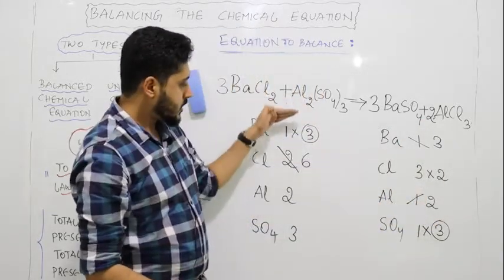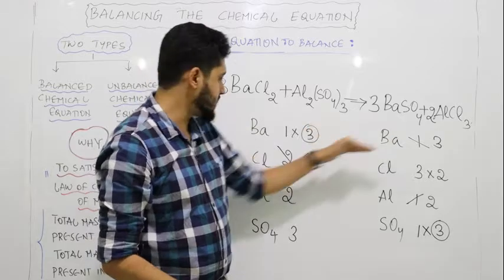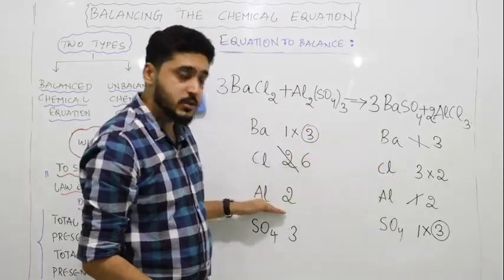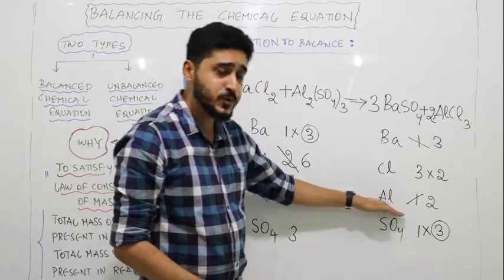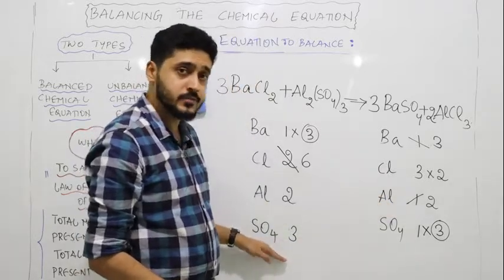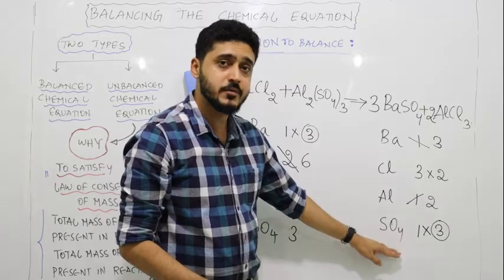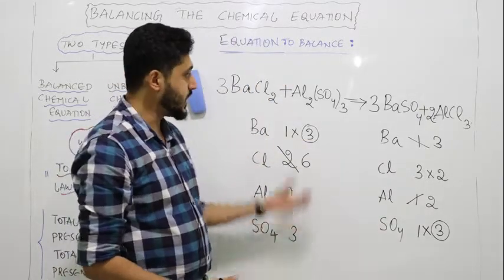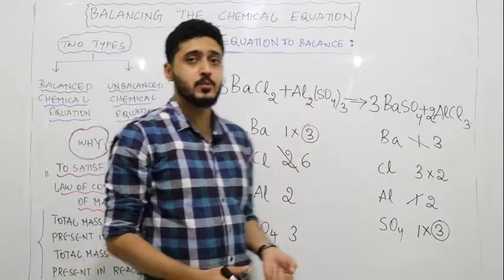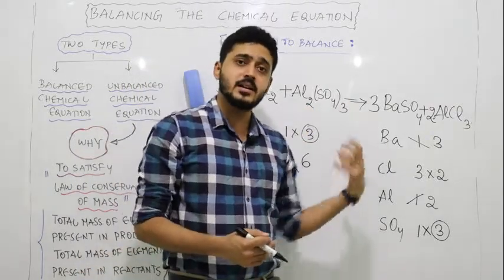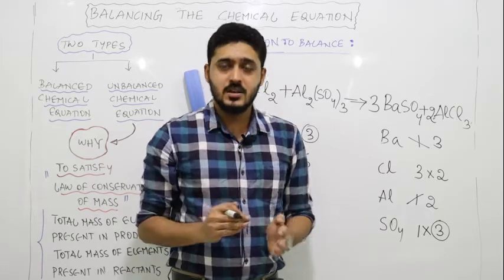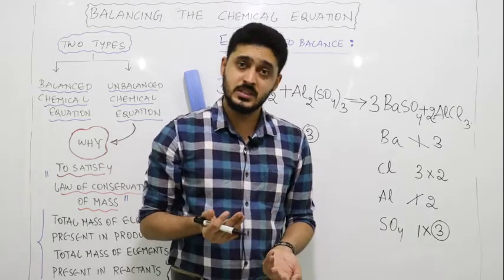So total number of atoms: barium 3 on both sides, chlorine 6 on both sides, aluminium 2 in the reactant, same as product. Sulfate 3 group of sulfate ions, here also you have sulfate 3. Now this equation is balanced. So whenever a large group of polyatomic ions is present in the reactant as well as in the product, take it as one entity and try to balance it. The balancing becomes very simple.